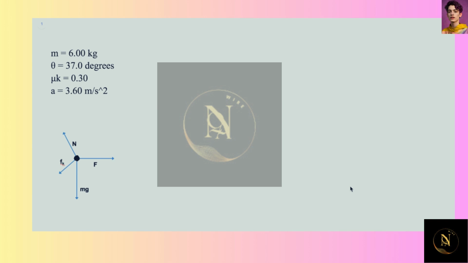We have a 6 kilogram box sitting on a ramp that's inclined at 37 degrees. The coefficient of kinetic friction between the box and the ramp is 0.3. And we are told that a horizontal force is applied and the box is moving up the incline with a constant acceleration of 3.6 meters per second squared.